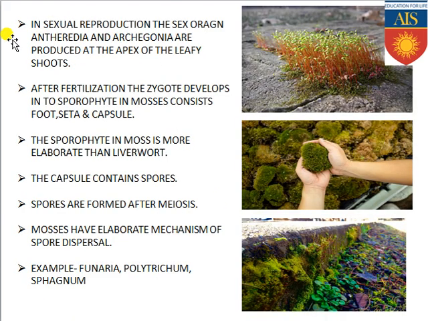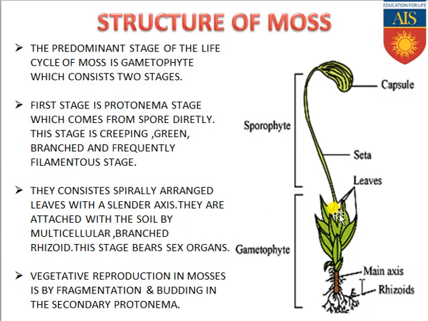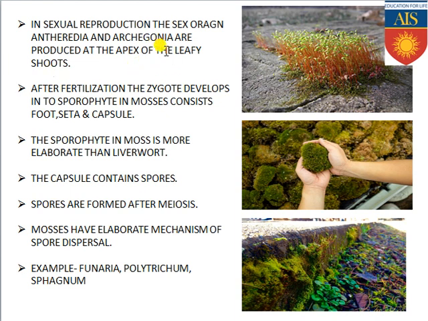In this slide you can see that in the sexual mode of reproduction, the sex organs antheridia and archegonia are produced at the apex of the leafy shoot. You can see here the leafy shoot, and in the apex portion these structures will be coming. The sex organs will be forming. After fertilization the zygote will develop, because from the antheridium androcytes or sperms will be produced, and from the archegonium the ovum or egg, and when they fertilize with each other they form the zygote. That zygote will further develop into the sporophyte stage, consisting of foot, seta and capsule.